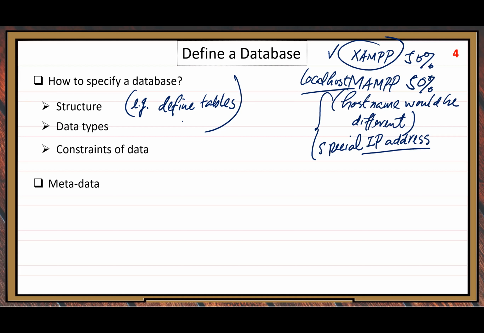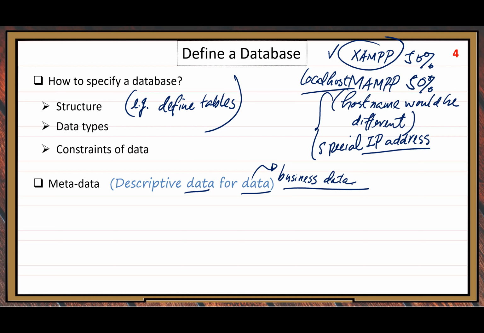Then metadata. Metadata is descriptive data for data. The data here and the data there are different: the second data term refers to the business data, the data we need to work with for our business. But the first, descriptive data, is the supporting data. We need to provide some extra information to help the DBMS arrange the business data in a better way. So the descriptive data is the metadata part.